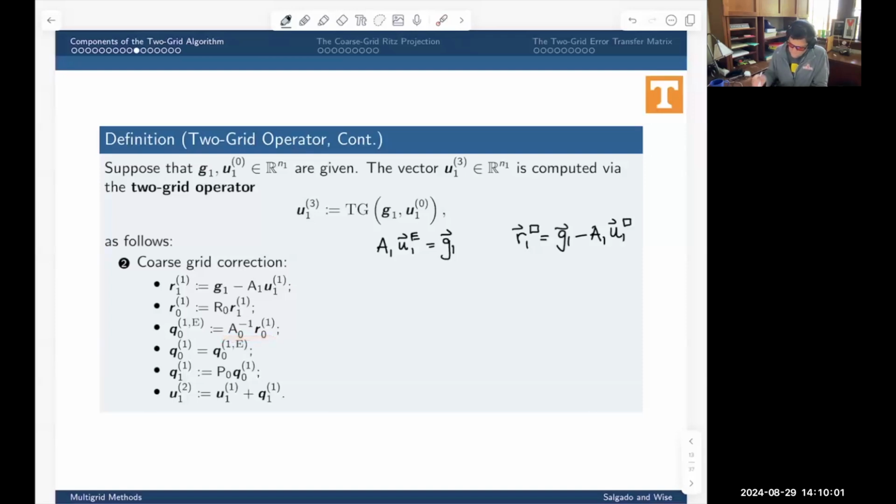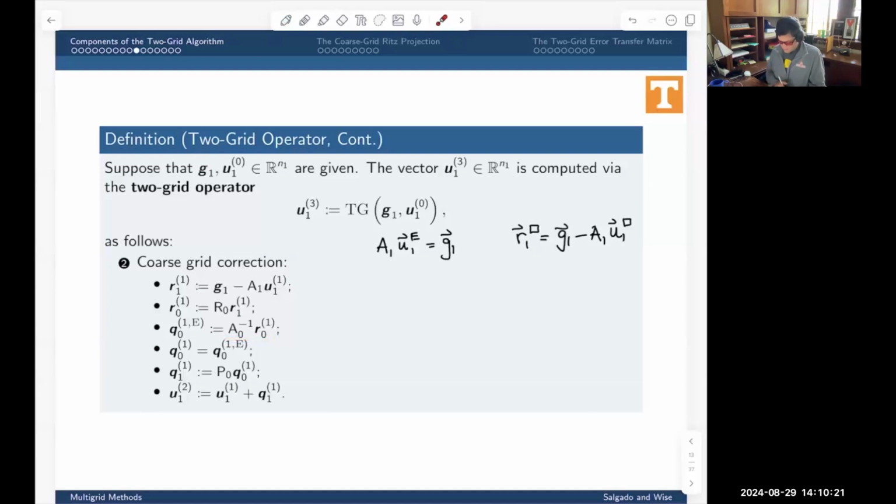What the heck is this? Well, this is just the stiffness matrix at the coarse grid level, and I'm taking the inverse and applying that onto a vector. So what does that look like?